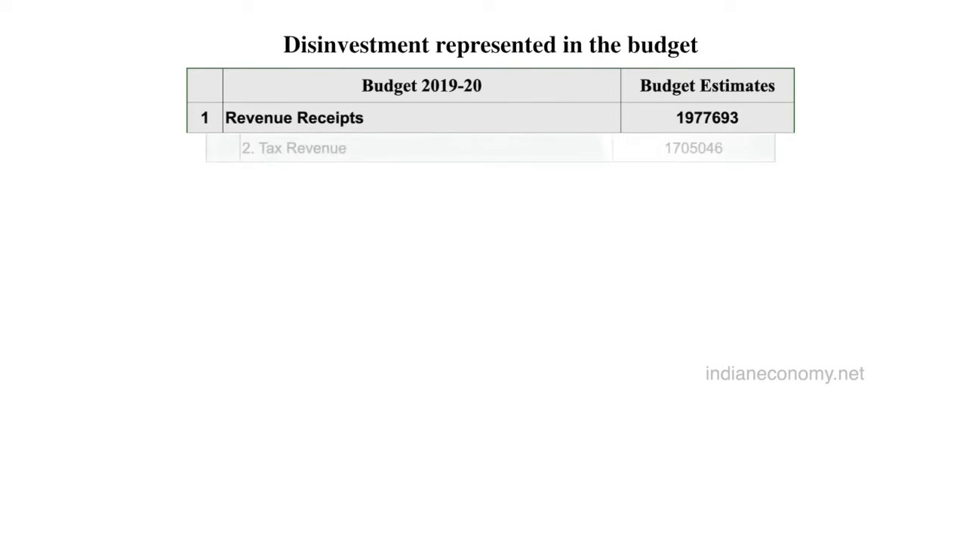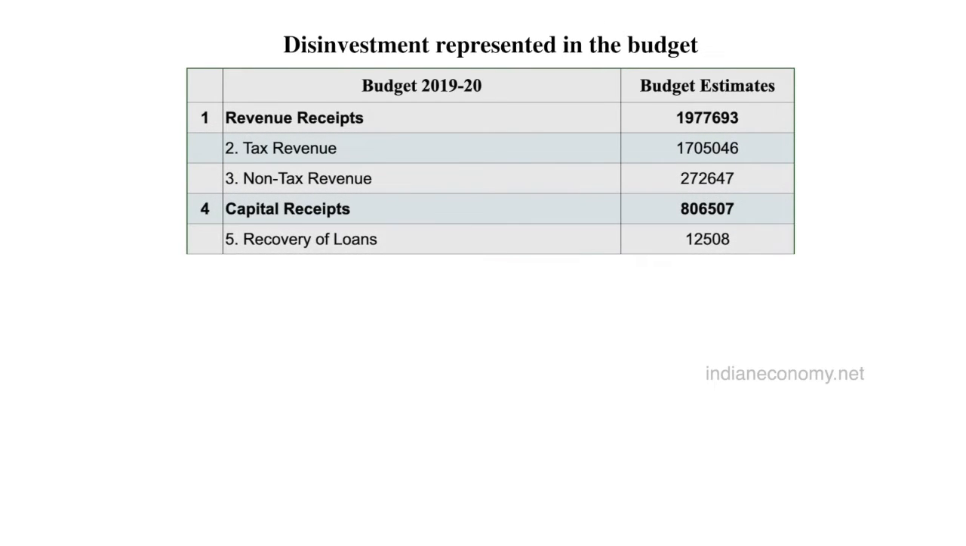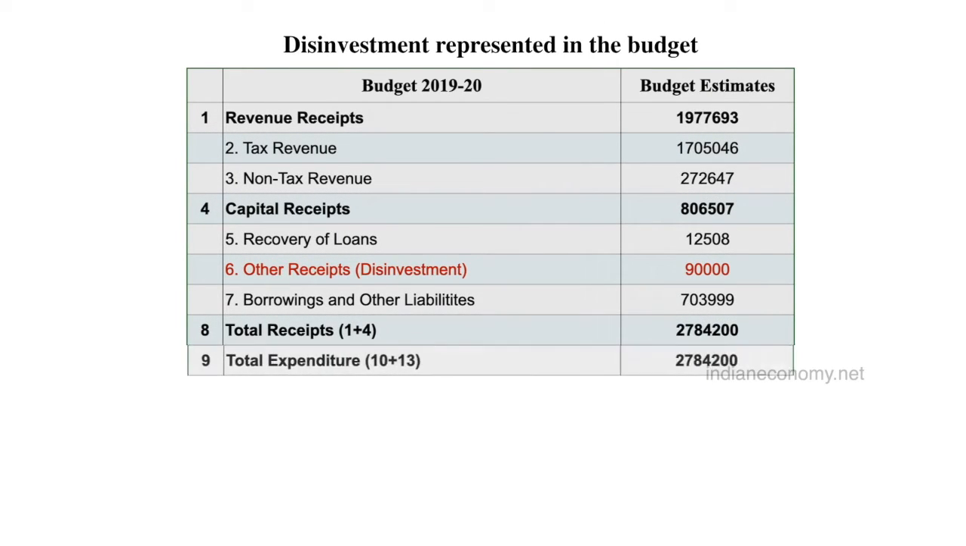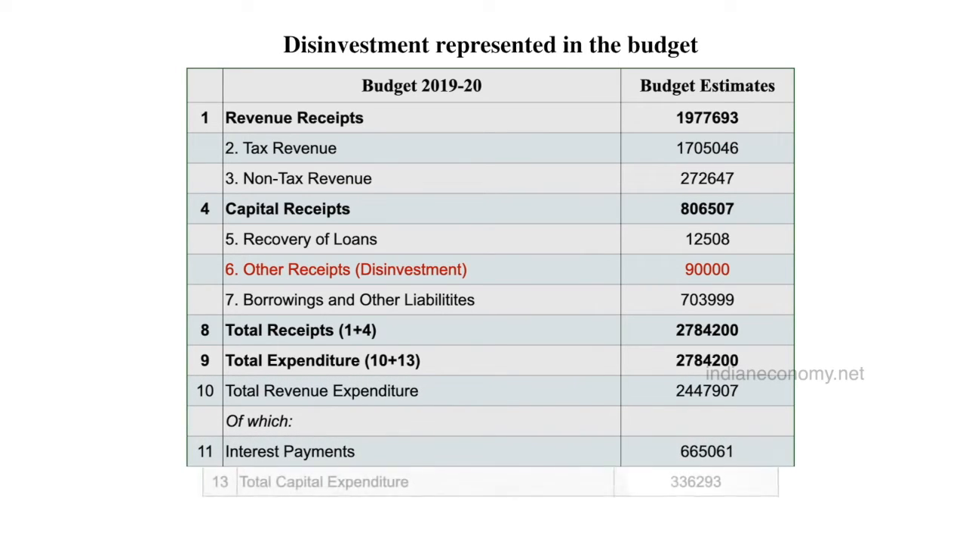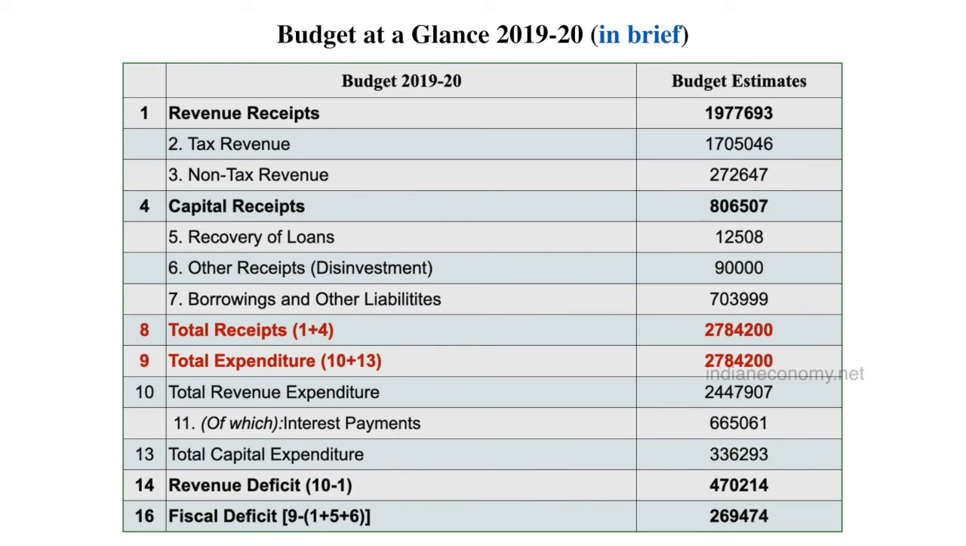Now we are coming to disinvestment, and disinvestment is shown under item number 6. There is the other receipts that shows disinvestment, and disinvestment for 2019-20 is around 90,000 crores rupees. Remember, 90,000 crores rupees. So we saw two types of receipts: revenue receipts and capital receipts.